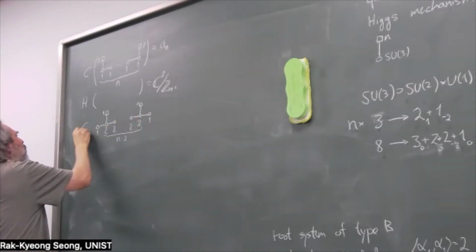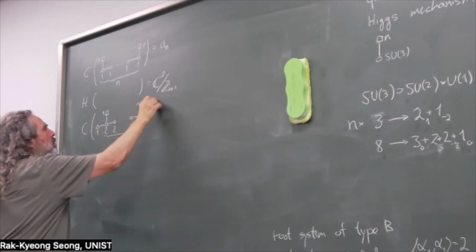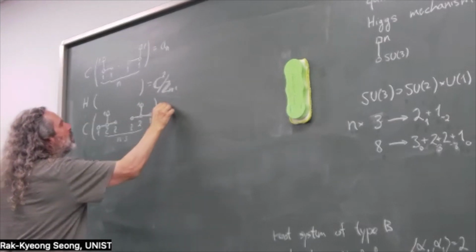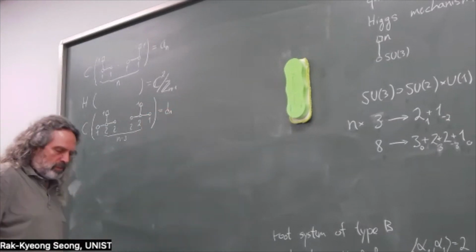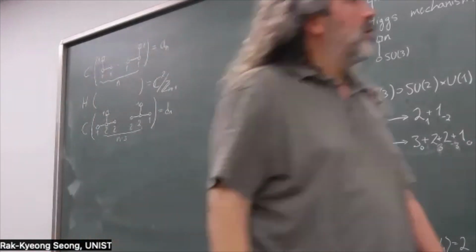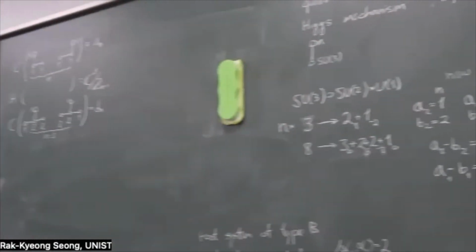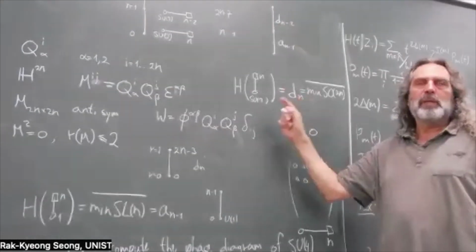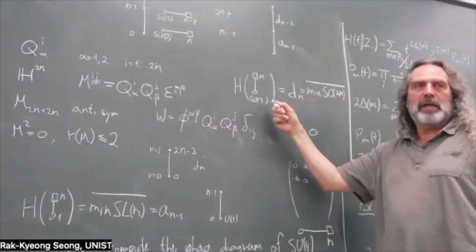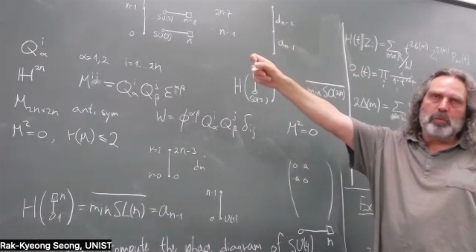Now I can write down the Coulomb branch is D_n, which is the same as we found over here. The Higgs branch of this quiver is D_n. The Coulomb branch of this quiver is D. So I have two ways to construct the minimal nilpotent orbit, one as a Higgs branch and one as a Coulomb branch.